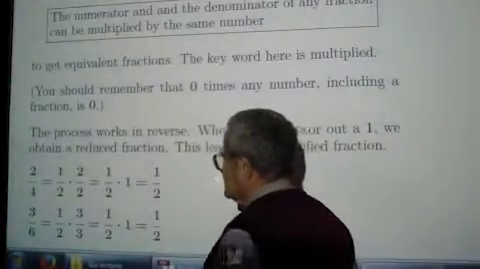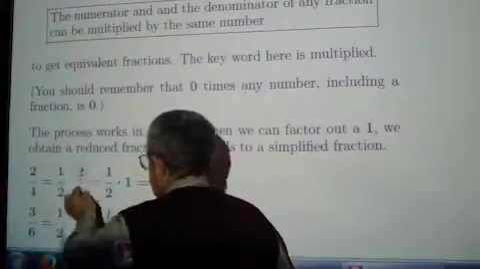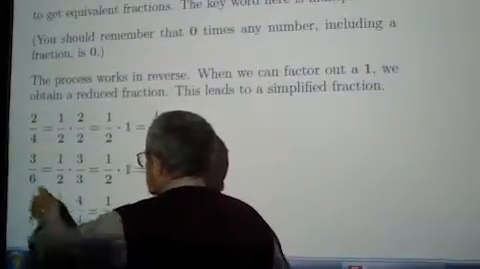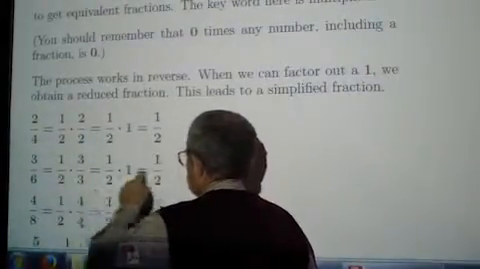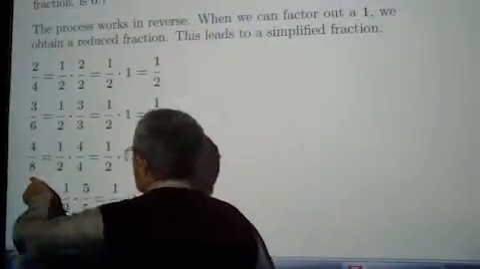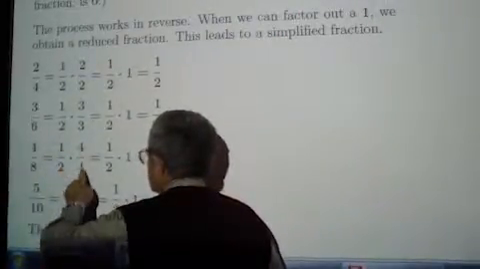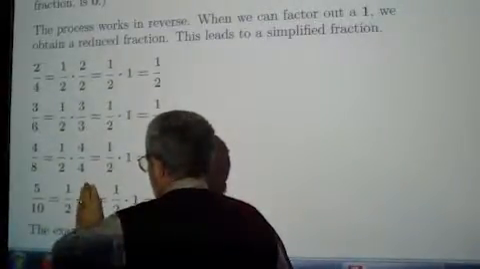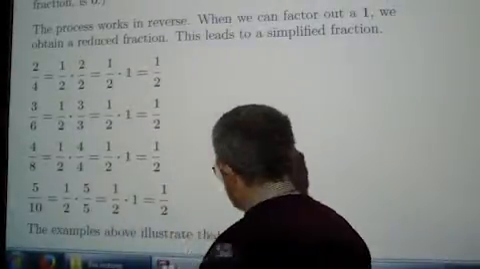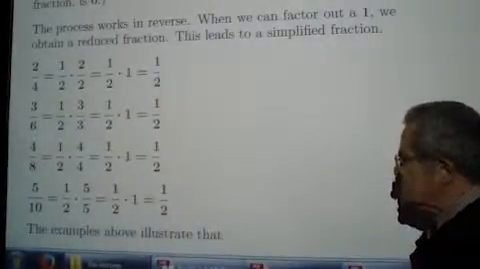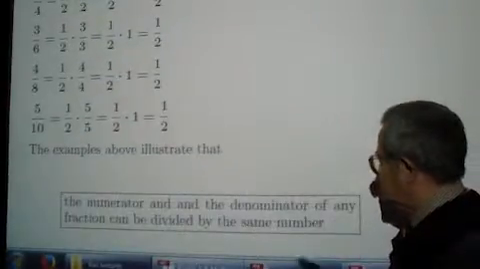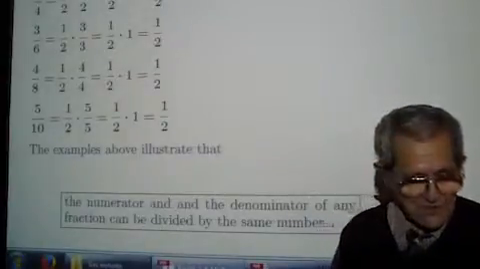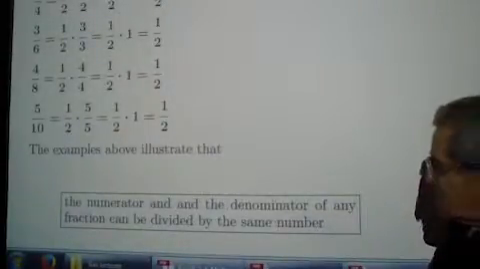2 over 4 can be written as 1 times 2 over 2 times 2. 2 over 2 is 1. 1/2 times 1 is 1/2. 3 over 6 is 1/2 times 1, which gives you 1/2. 4 over 8 is 1 times 4 over 2 times 4. The 1 drops out, you're left with 1/2. 5 over 10, 5 over 5 is 1, you're left with 1/2. Okay? These examples illustrate the fact that the numerator and the denominator of any fraction can be divided by the same number. Previously we said multiply, now we said divide.